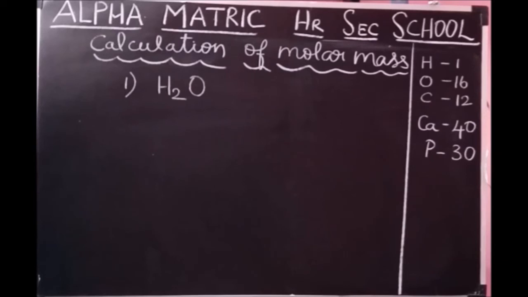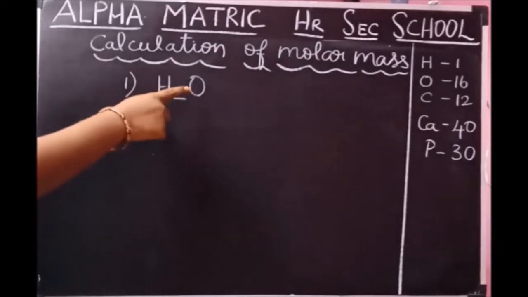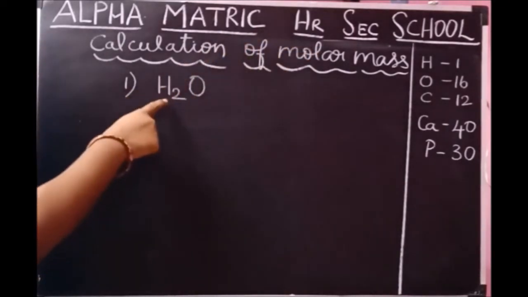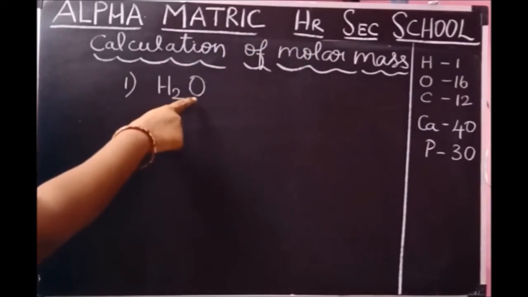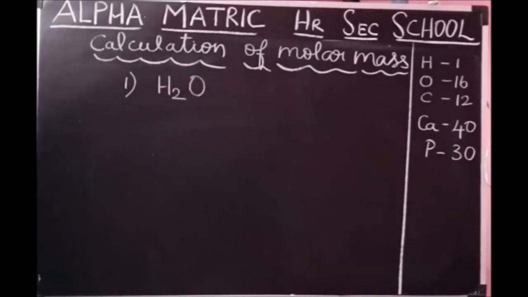Calculation of molar mass. Molar mass means the mass of the whole molecule. If you calculate molar mass for a molecule, first you should know the atomic mass of each individual component present in the molecule. Let's see one example. Water. In water there are two kinds of atoms, hydrogen and oxygen. For hydrogen, atomic mass is 1. For oxygen, atomic mass is 16.